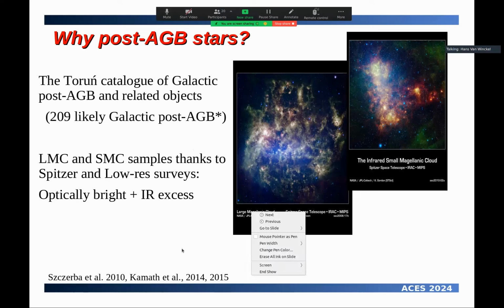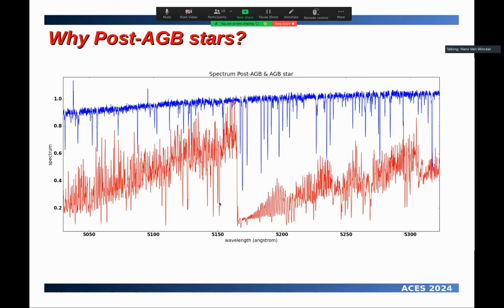And we have similar numbers in the LMC and SMC, so we can really do some statistical studies now thanks to that number. But still, it's low in number. You will never have a huge population of post-AGB stars. And that's one of the problems to interpret the results in a global astrophysical context.